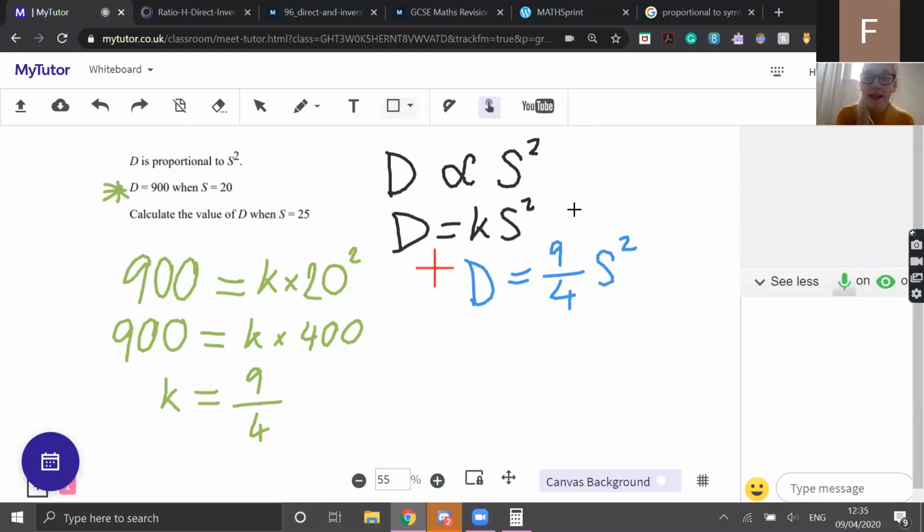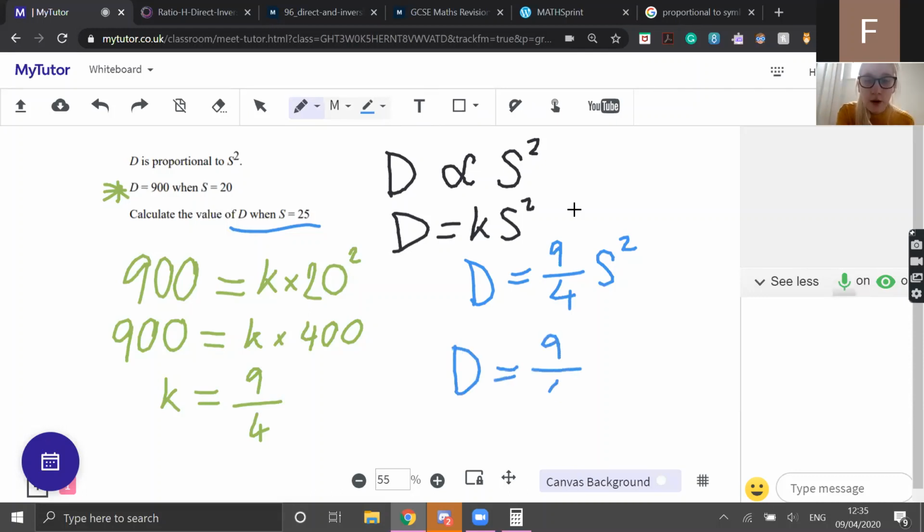And now that we've got this, they could ask us a million questions. They could say, what's D when S is 25? What's D when S is 1,000,000? What's D when S is 0.1? They could even ask what value of S gives D as 10, or so on. Because we've got this formula, we know everything about this relationship. So now we can work out this, which for that we just plug in 25. So D equals 9/4 times 25 squared.